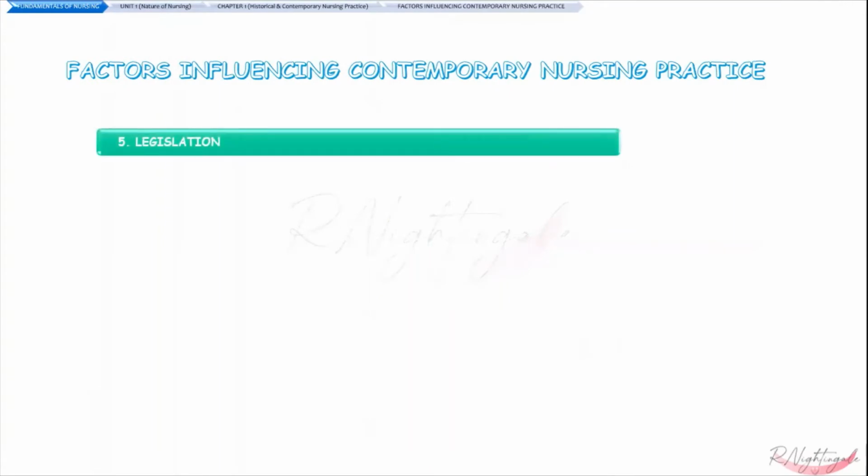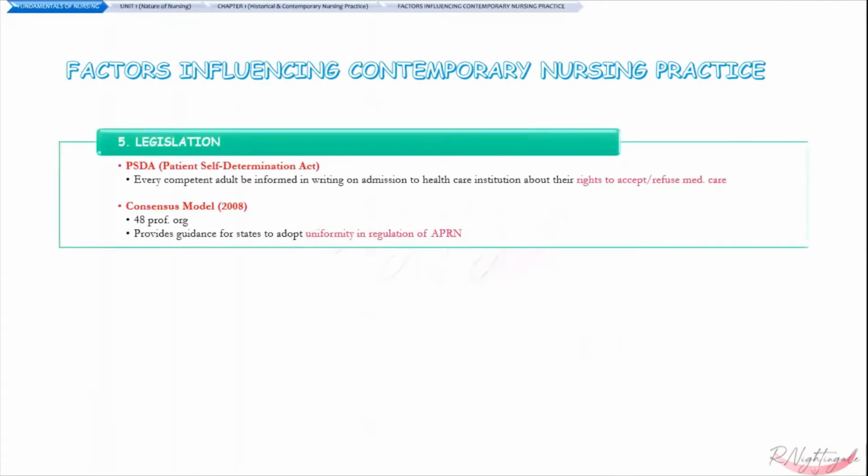Next is the legislation. Legislation about nursing practice and health matters affects both the public and nursing. Legislation related to nursing is discussed more in Chapter 4. Changes in legislation relating to health also affect nursing.